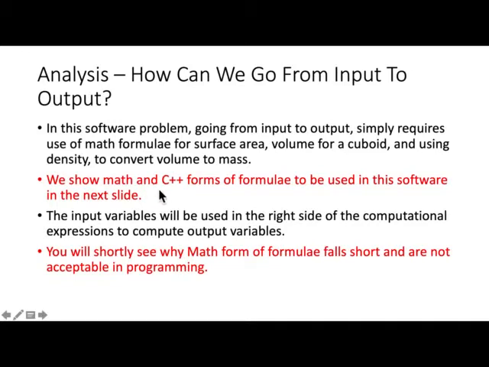So we'll show math and then C++ form that is usable in computer programs. Input variables will be used only on the right side of the computational expression to compute output variables. You will see shortly why the math form of formulas falls short and is not acceptable in programming.